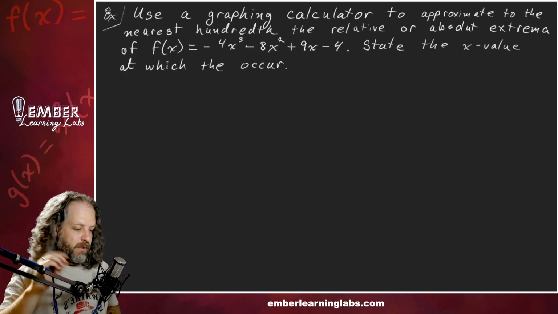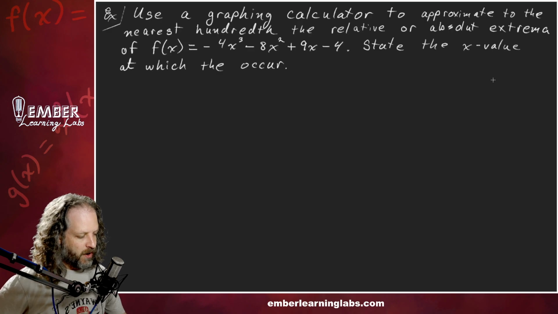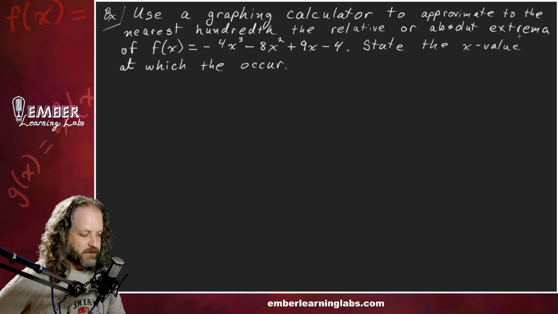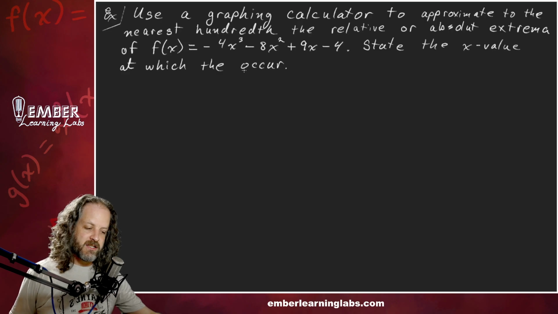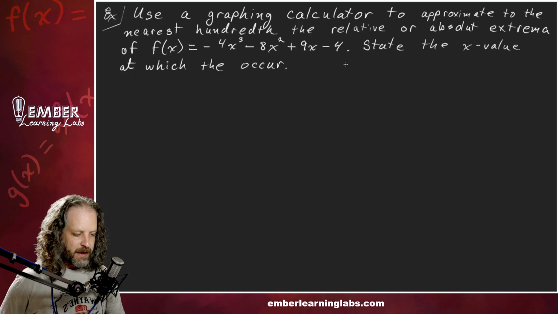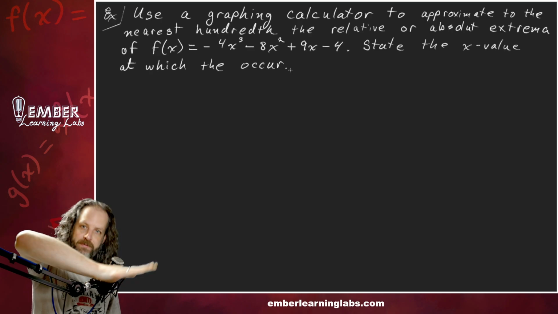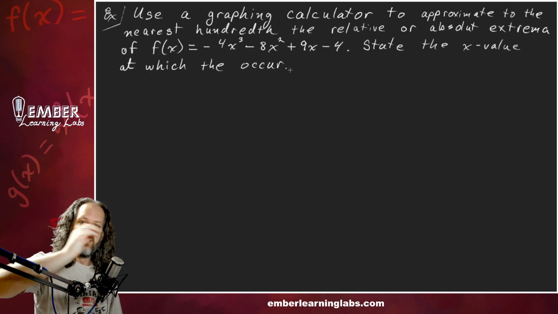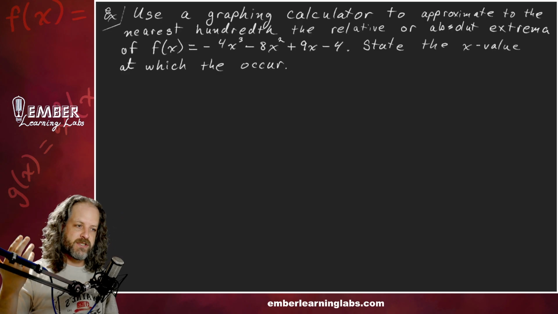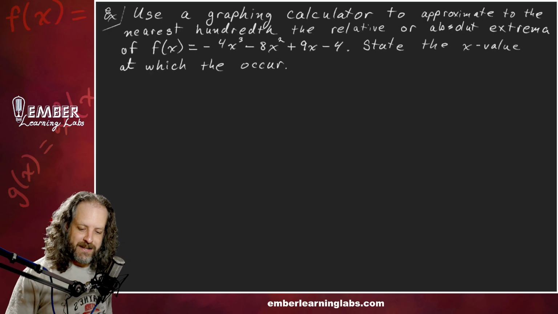So another type of problem that might show up is one that's written like this, where it says to use a graphing calculator to approximate to the nearest hundredth the relative and absolute extrema of f of x equals -4x cubed minus 8x squared plus 9x minus 4. State the x value at which it occurs. So basically what that means is we want the entire point. We want where it is, what the height or the depth is, the local max, the local minimum. I'm using different vocabulary. Local and relative. Local minimum, local maximum are other words you'll see in other textbooks. Relative maximum, relative minimum are what we're using, except when I accidentally say the word local.